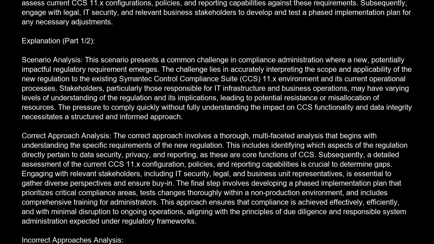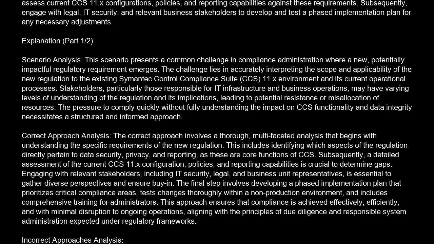This scenario presents a common challenge in compliance administration where a new, potentially impactful regulatory requirement emerges. The challenge lies in accurately interpreting the scope and applicability of the new regulation to the existing Symantec Control Compliance Suite, CCS 11X environment and its current operational processes. Stakeholders, particularly those responsible for IT infrastructure and business operations, may have varying levels of understanding of the regulation and its implications, leading to potential resistance or misallocation of resources. The pressure to comply quickly without fully understanding the impact on CCS functionality and data integrity necessitates a structured and informed approach. Correct approach analysis.